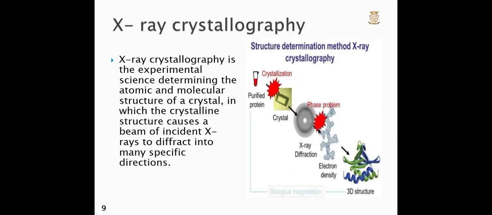X-ray crystallography. X-ray crystallography is the experimental science determining the atomic and molecular structure of a crystal, in which the crystalline structure causes a beam of incident X-rays to diffract into many specific directions. Here in the figure you can see a purified protein which undergoes crystallization, and crystals of protein are formed and undergo the process of X-ray diffraction, and we get the electron density, and that is where the 3D structure of protein is obtained.